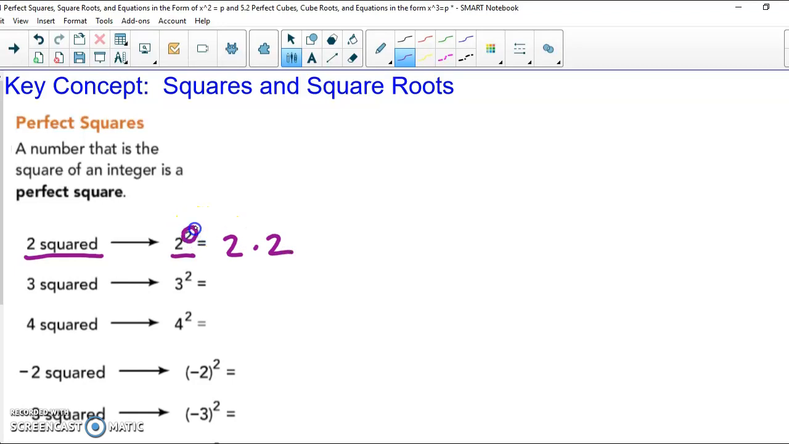So remember, your exponent is telling you how many times your base is a factor. So 2 is going to be a factor twice. So 2 times 2, which is 4. So when we say 3 squared, we write that mathematically as 3 to the second power, which means 3 is a factor twice. 3 times 3, which is 9.